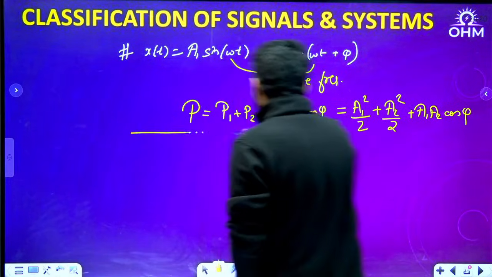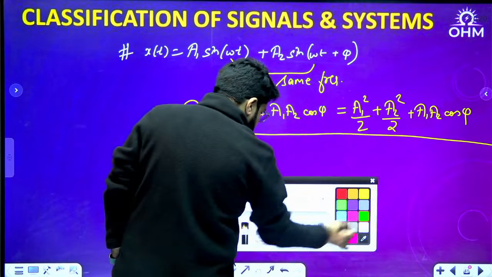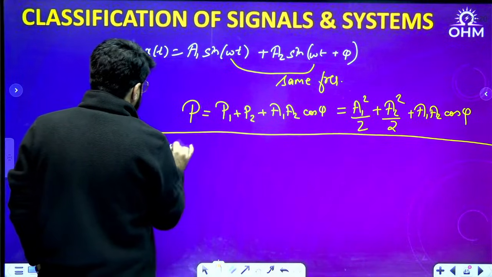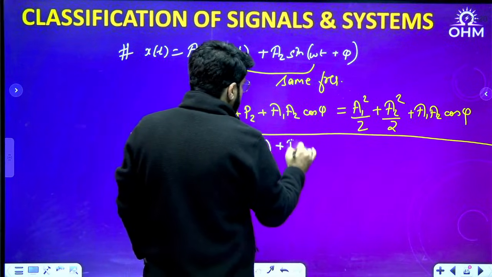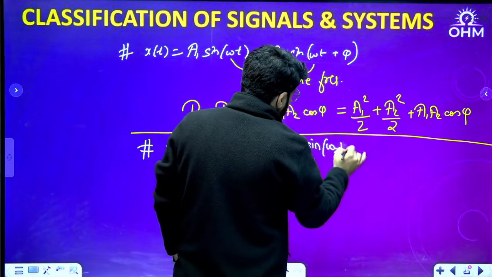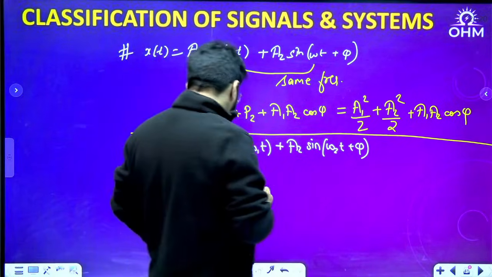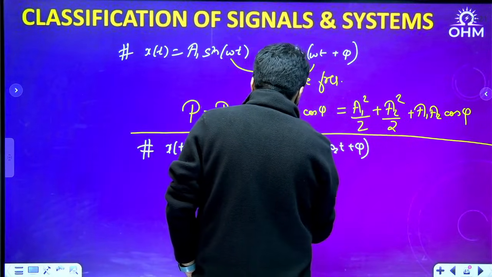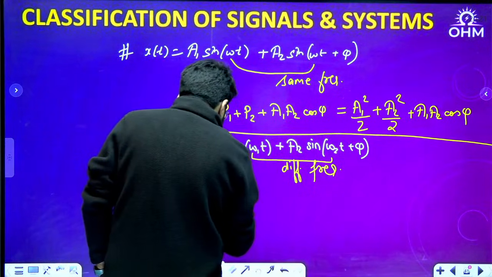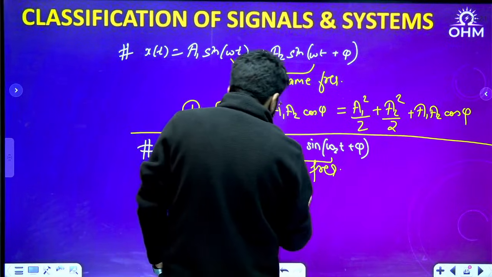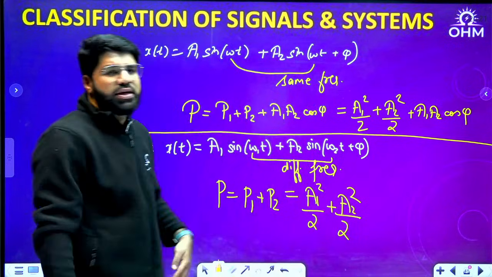But if x(t) is given as A1 sine omega 1 t plus A2 into sine of omega 2 t plus phi, these are sinusoids, addition of sinusoids of different frequencies, orthogonal. The power in this case is additive, simply P1 plus P2, simply A1 square by 2 plus A2 square by 2. These are the two cases that you must remember.